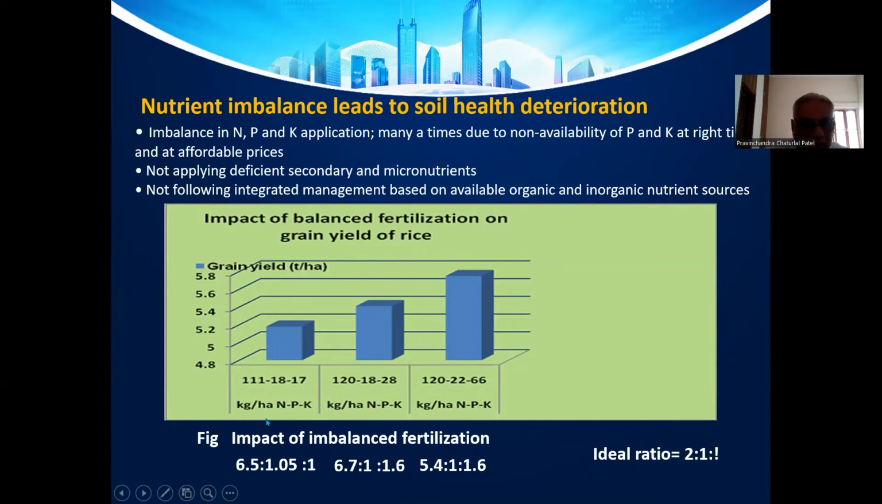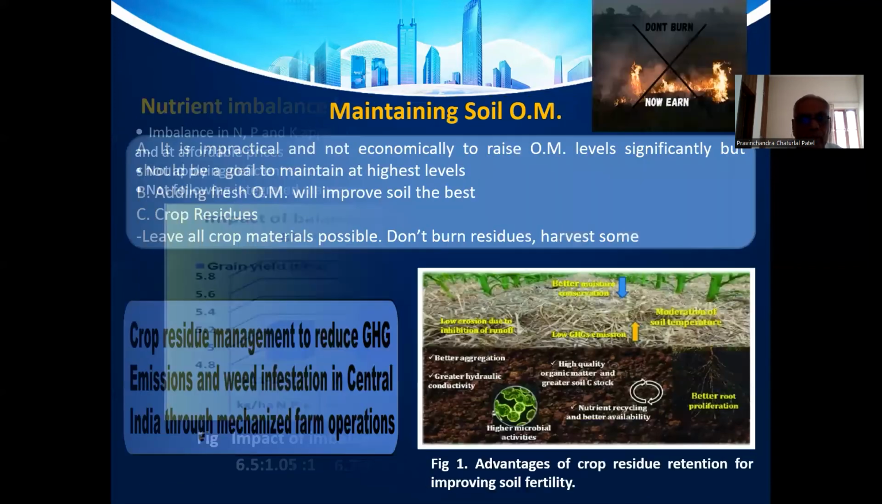But here you can see that when the NPK ratio is 6.5:1.05:1, then crop productivity is low. So it is clear that when we have the proper or ideal ratio of NPK, then we get high crop production. Similarly, this is true for secondary nutrients and micronutrients. But we are not bothered about NPK, so how can we expect farmers to maintain the ratio of secondary and micronutrients for achieving higher crop production?